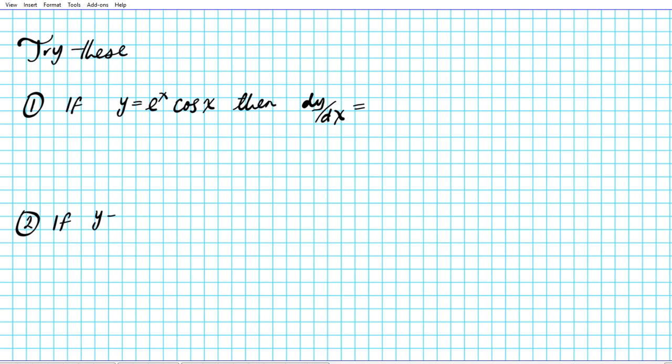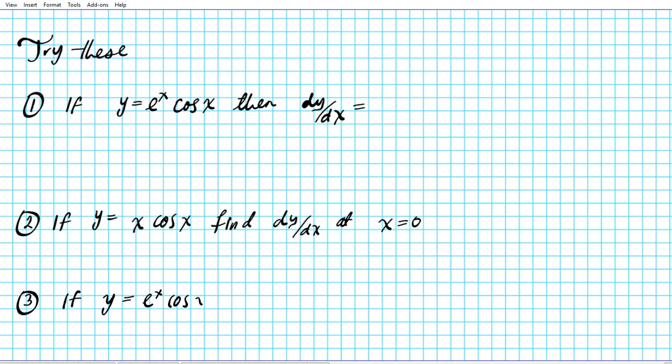Question 2. If y is equal to x cosine x, find dy/dx at x equals 0. Question 3. If y is equal to e to the x cosine x, find d squared y over dx squared. This is a higher order derivative. Okay, so for question 3, you're just differentiating twice.